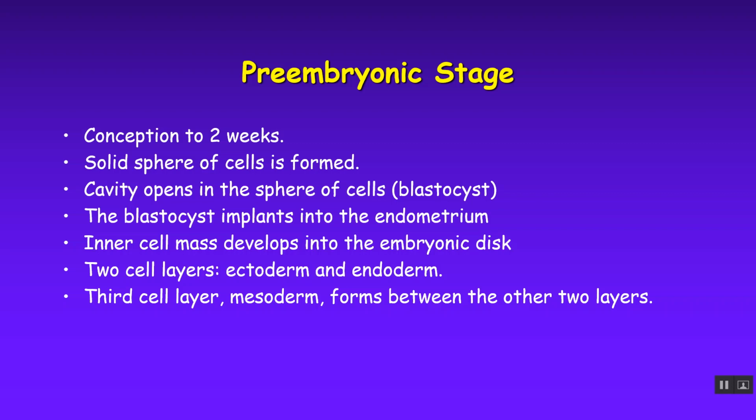So we're going to talk pre-embryonic. This is just the first 2 weeks, conception to 2 weeks. You get that solid sphere of cells that is formed. A little cavity opens up in that, and now it's called a blastocyst. The blastocyst then implants in the endometrium. You develop an inner cell mass that is going to be your embryonic disc, that's actually going to become the embryo, that starts out as a little disc. Initially, that disc has just 2 layers, an ectoderm and an endoderm, and then eventually that third layer forms between the other 2 layers. This is all happening within the first 2 weeks.